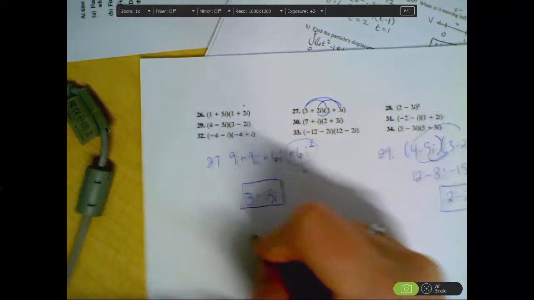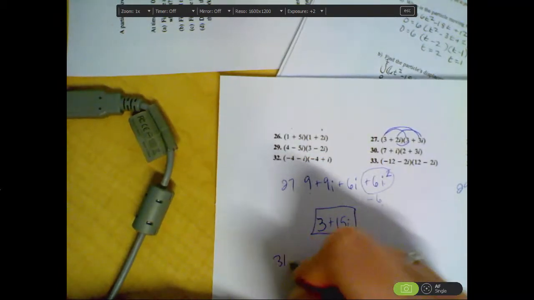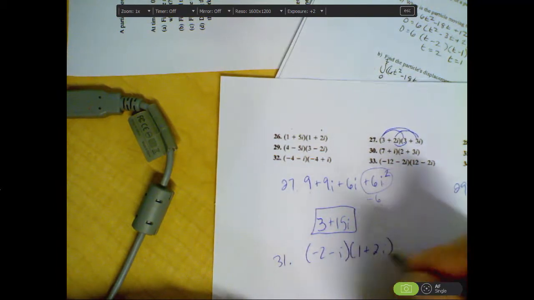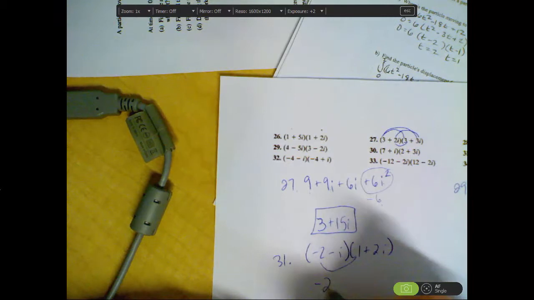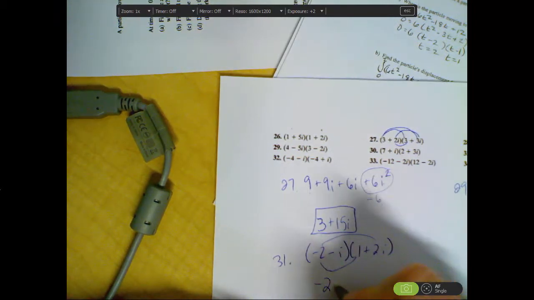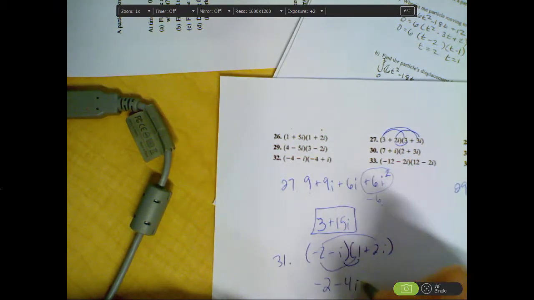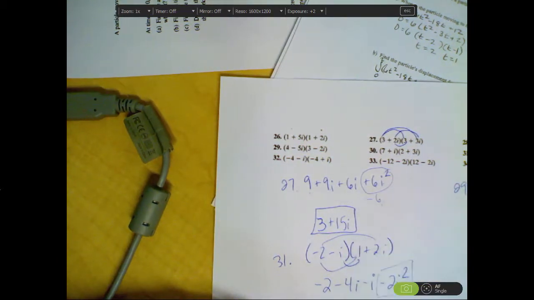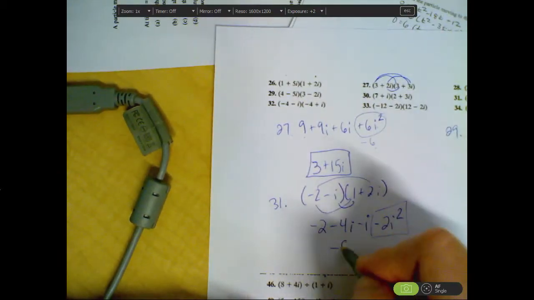31. Negative 2 minus i times 1 plus 2i. Negative 2 times 1 is negative 2. Negative 2 times 2i is negative 4i, minus i, minus 2i squared. This becomes plus 2. Negative 2 plus 2 is 0, so your answer is just negative 5i.